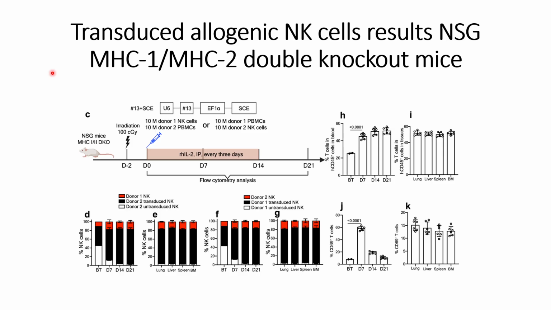In this video, we will discuss transduced allogenic NK cell results in NSG mice with MHC1 and MHC2 double knockdown. Basically, they are checking the efficiency of their transduced allogenic NK cells that have lower expression of human leukocyte antigens ABC and high expression of human leukocyte antigen E type.